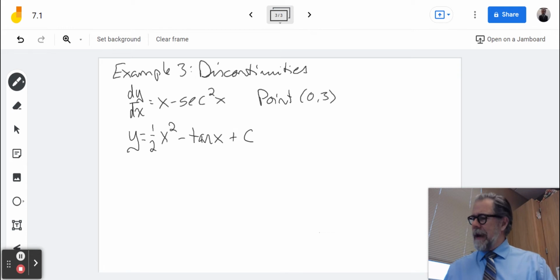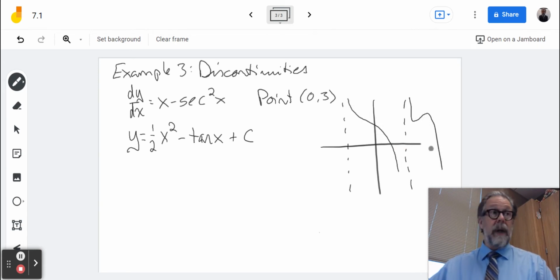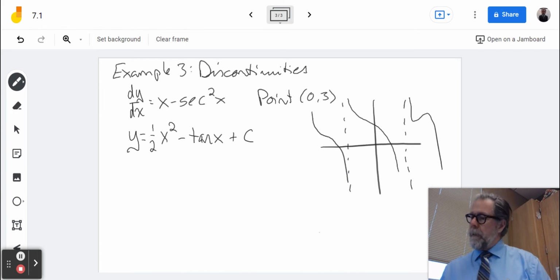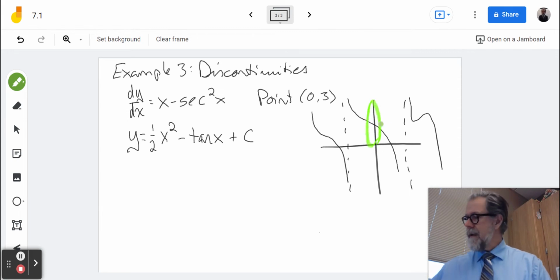Before I calculate the value of the constant, I want to take a look at this function because I know that I've got some vertical asymptotes here. And this function looks something like this, and over here it looks something like that. The details are sort of irrelevant. But notice that the point 0, comma 3 happens to fall in here somewhere.